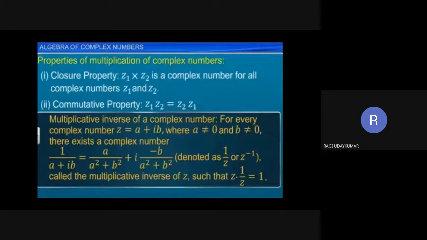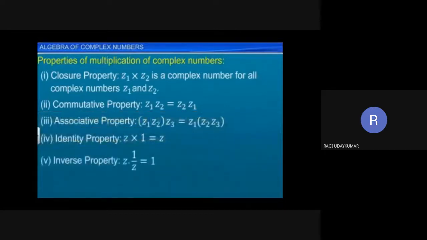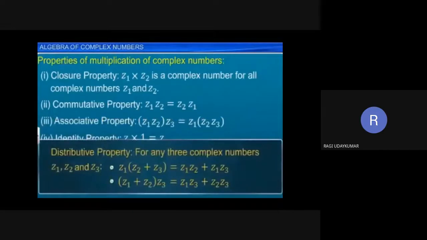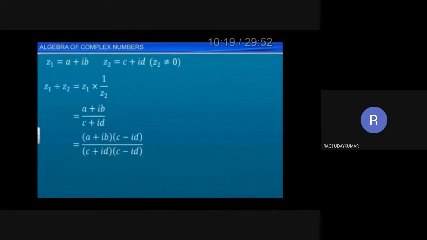And how do we get that? I will explain it to you very clearly on the board here. Okay, first you listen here. Whenever you take the inverse of a complex number, Z is a complex number, so 1 by Z. The distributive property also is satisfied by complex numbers. So Z1 is A plus iB, and Z2 is C plus iD.